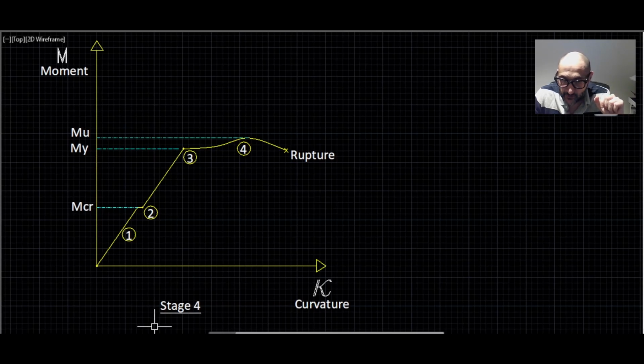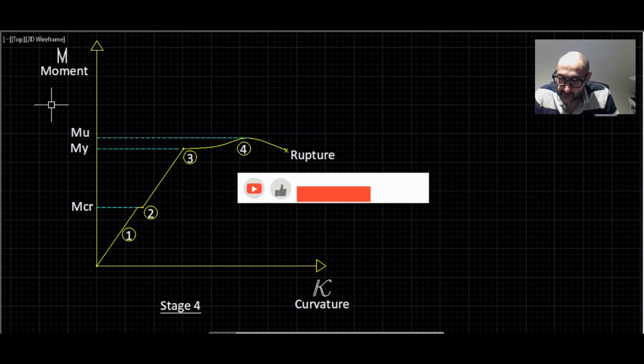In the next parts, we will discuss the mathematical equations that define each of these moment values. Okay, the cracking moment, the yielding moment, the ultimate moment. And of course, we can work all of this out from a given stress or strain profile. So yeah, I think this wraps our discussion about the moment curvature relationship.